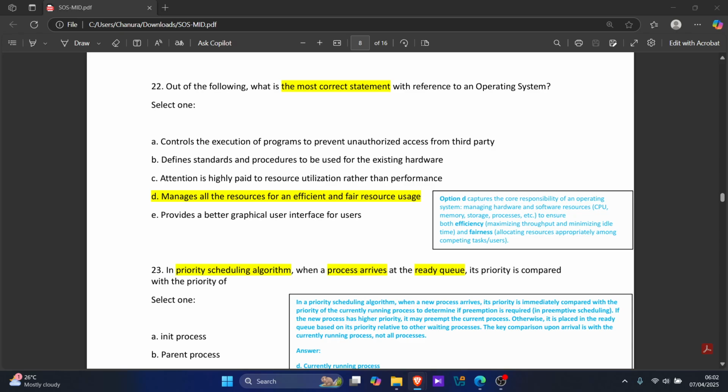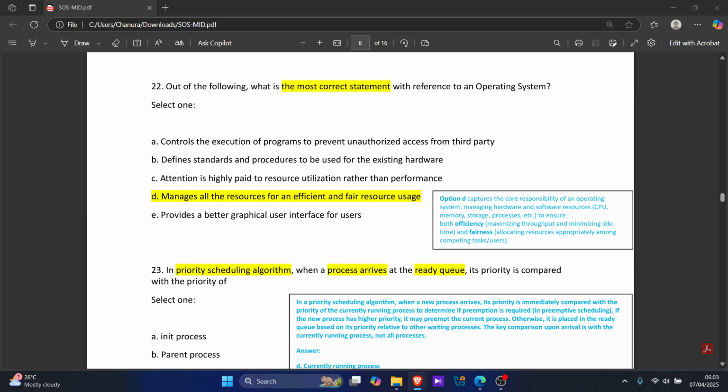Looking at the options. A: controls the execution of programs to prevent unauthorized access from third parties. Security is part of an OS's role, like access control and user authentication. But is this the most correct statement? Maybe, but I need to check others. B: defines standards and procedures to be used for the existing hardware. Not sure. The OS interacts with hardware through drivers, but defines standards and procedures might be more about protocols or hardware manufacturers.